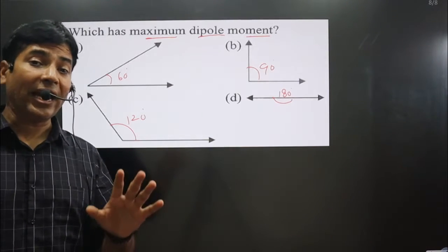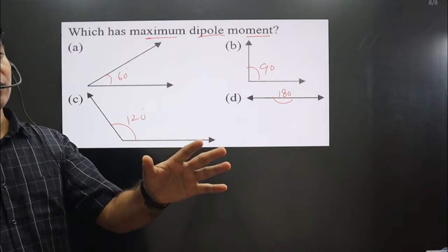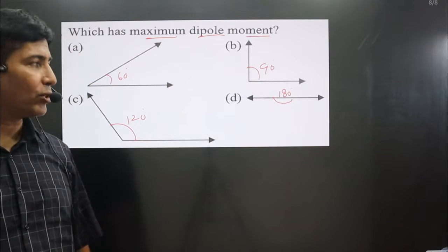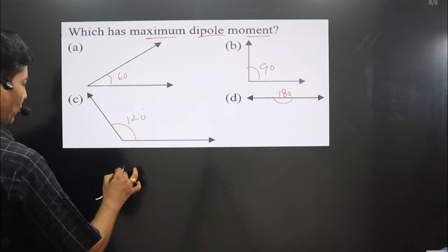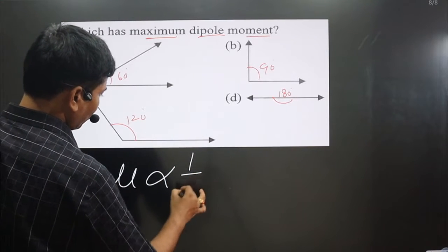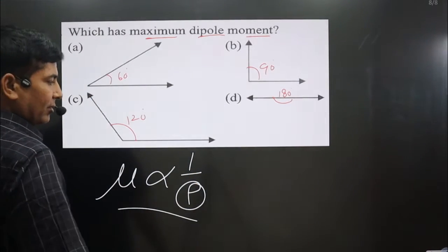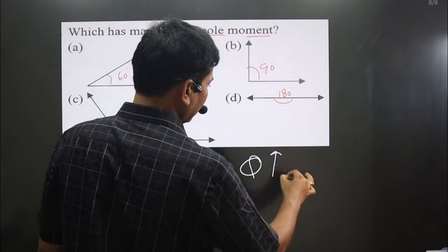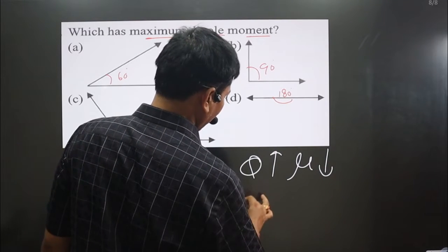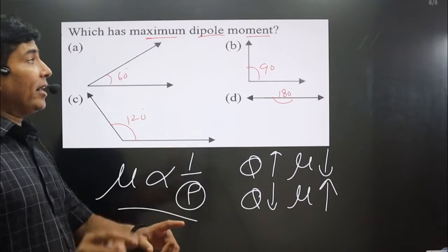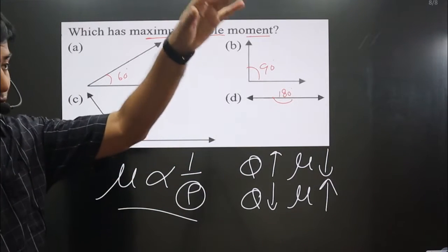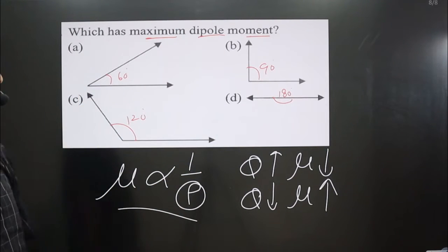And if we talk about the factors affecting dipole moment, one of the factors we have is bond angle also. Always keep in mind, dipole moment is inversely proportional to bond angle. Bond angle increases, dipole moment decreases. If bond angle decreases, dipole moment increases. We need maximum dipole moment, means we should have minimum bond angle.